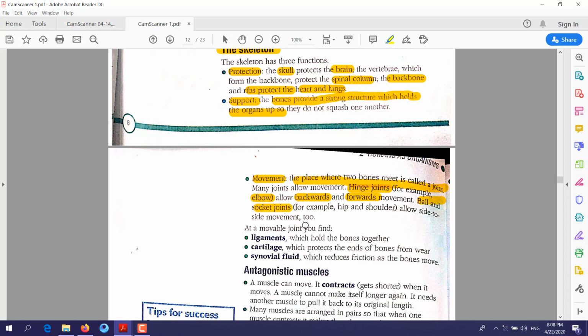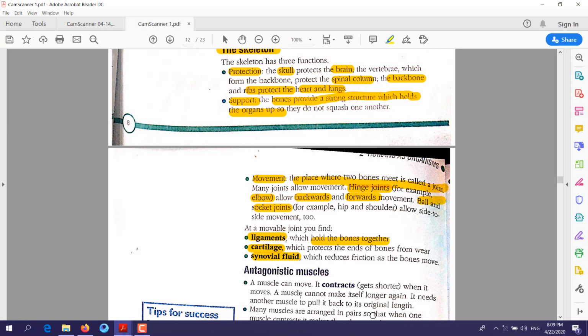Then, each joint consists of these three parts: ligaments, cartilage, and synovial fluid. What's the function of each one? Two bones. When you have two bones, how will these two bones be attached to each other, or held together? They will be held together by ligaments. So ligaments hold the bones together.